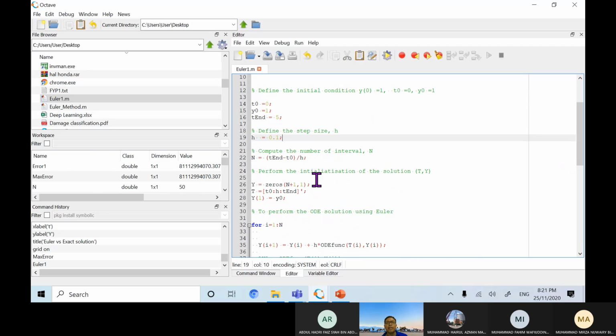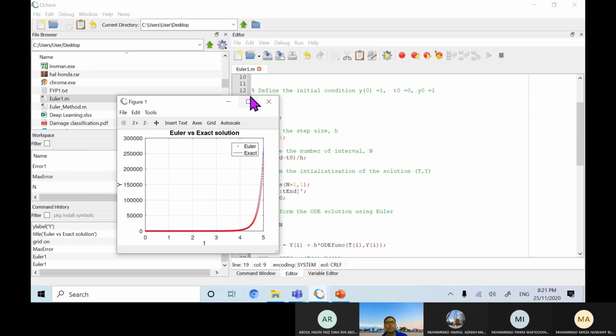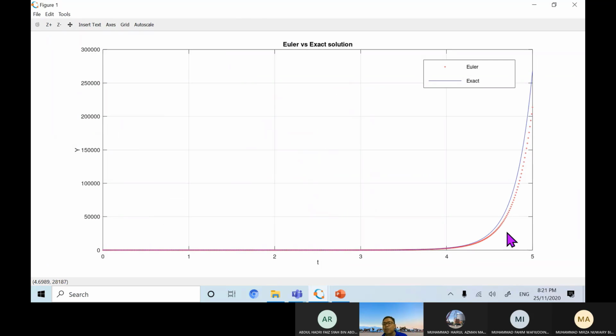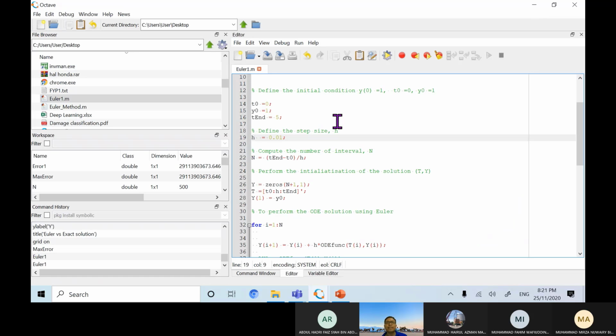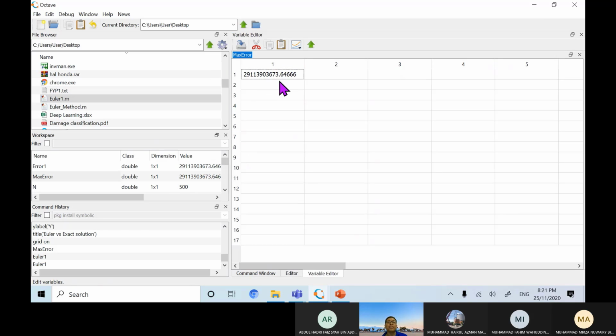So maybe saya boleh kecilkan ni, this one to be 0.01. So I will run it. Nampak ada better improvement. Tadi dia jauh, sekarang ni nampak dia dah menghampiri exact. Once I make my size of H to be smaller, 10 times smaller. Cuba tengok error dia berapa. Max error you masih juga besar, tapi dah reduce banyak.